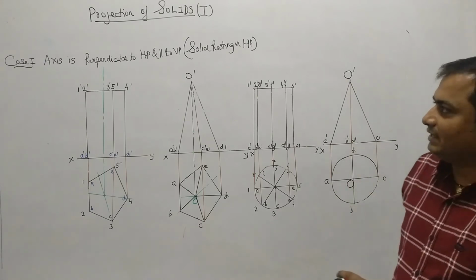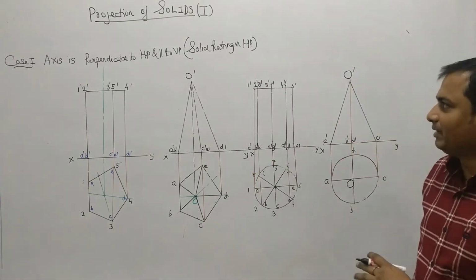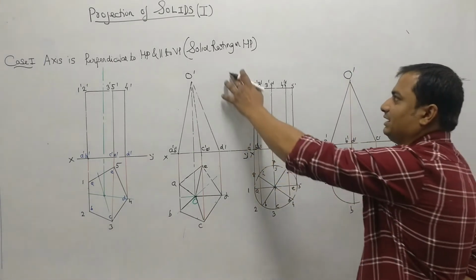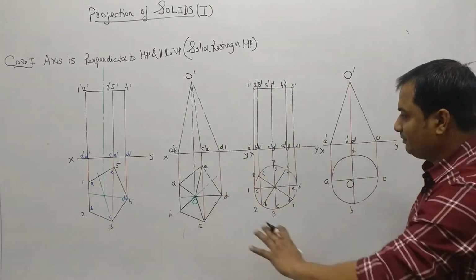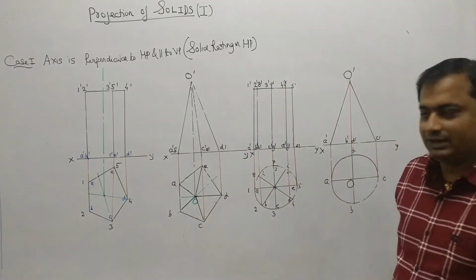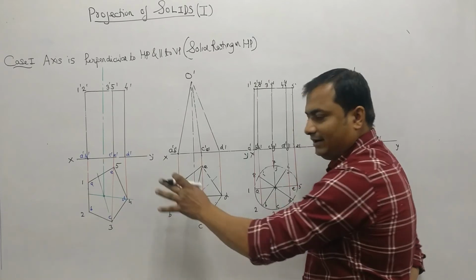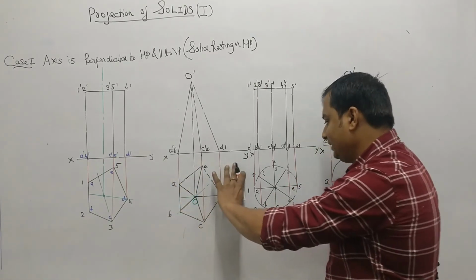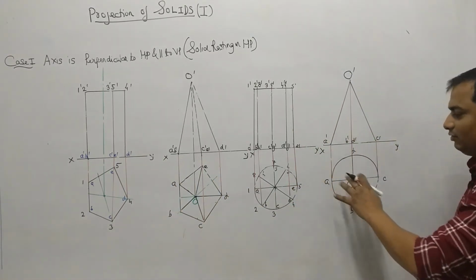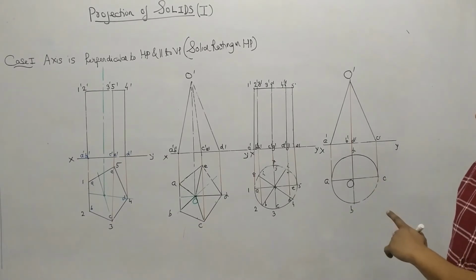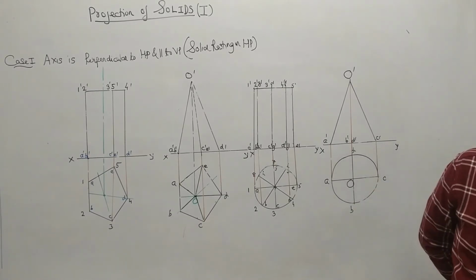So this is the first case when the axis is perpendicular to HP and parallel to VP, or you can say the solids are standing on HP. So these will be the projections of all the solids. This is the prism, this is the pentagonal prism, this is the pentagonal pyramid, this is the cylinder, and this is the cone. So this is the first case when the axis is perpendicular to HP and parallel to VP.